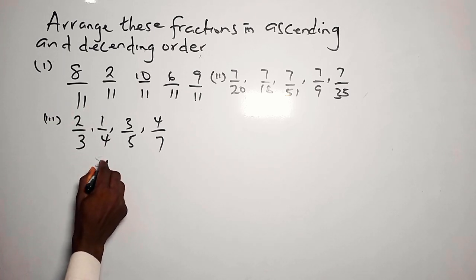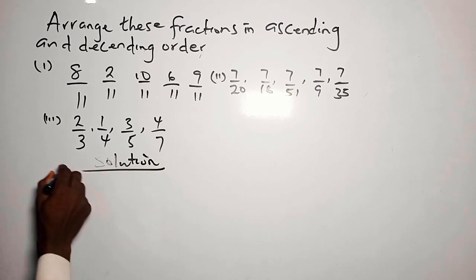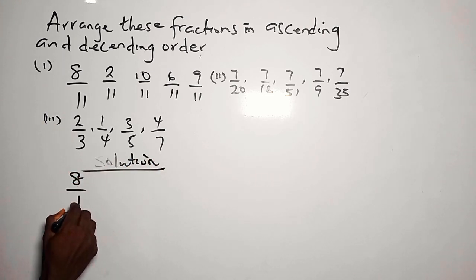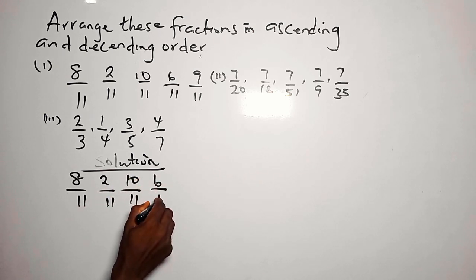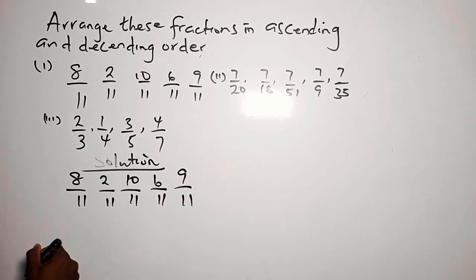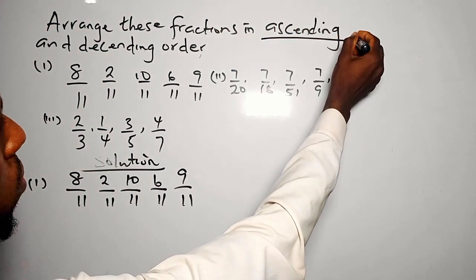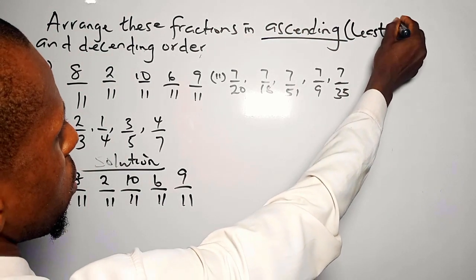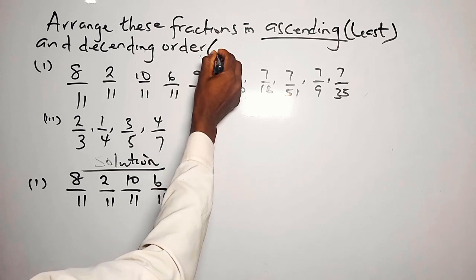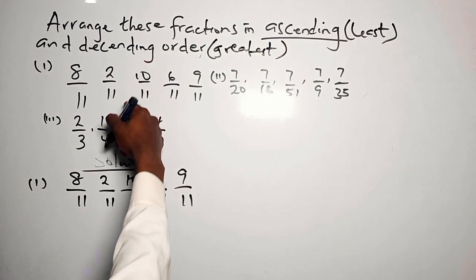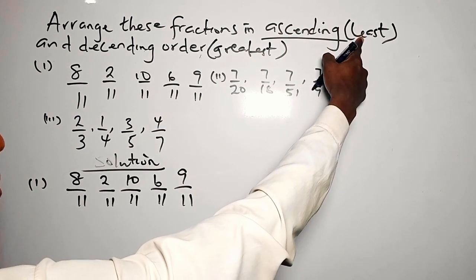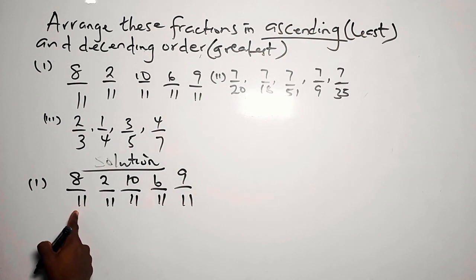So, solution. Let's start with the first one: 8 over 11, 2 over 11, 10 over 11, 6 over 11, and then 9 over 11. When we arrange fractions in ascending order, that is from the least to the biggest, and descending order is from the biggest or the greatest. So we start from the least.